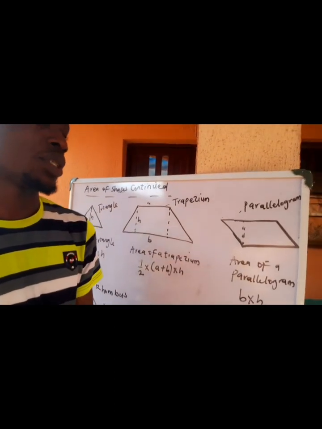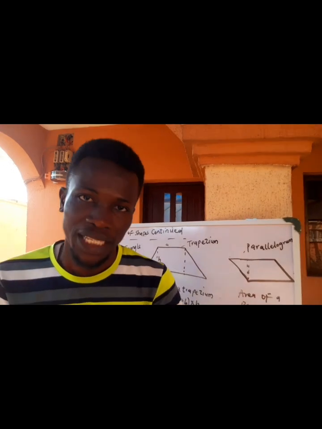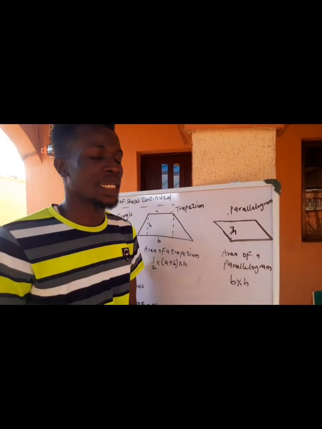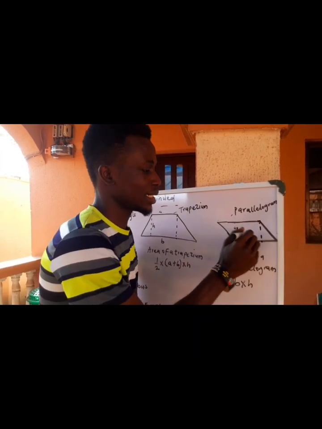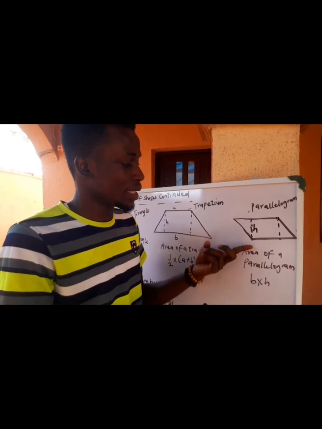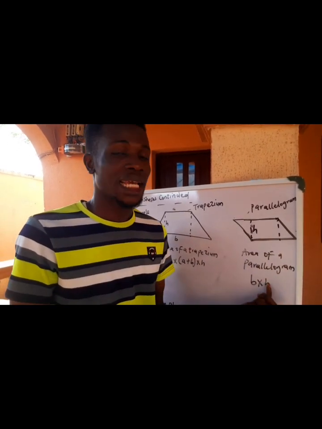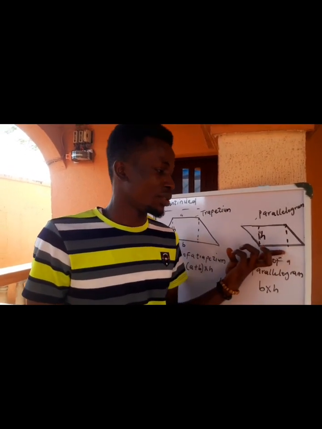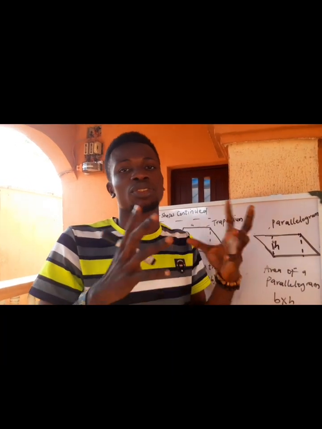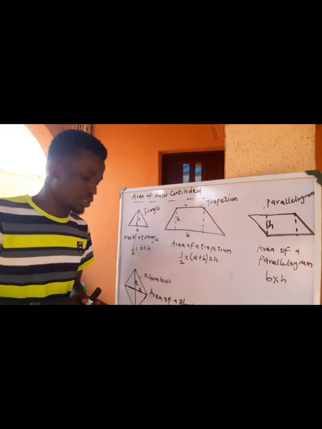Moving on, we have what we call a parallelogram. This is the formula for finding its area. Here is the height, or you can call either this or this the height. So the area of a parallelogram is the base times what? The height. The base of the parallelogram times the height of the parallelogram. These are just things you need to know as we move on in this series.